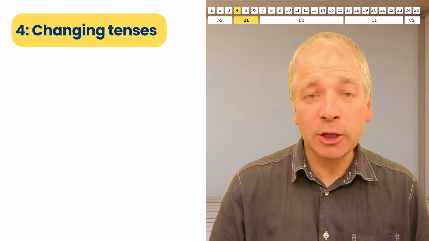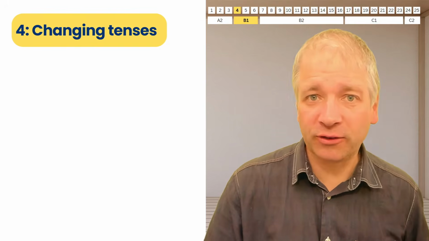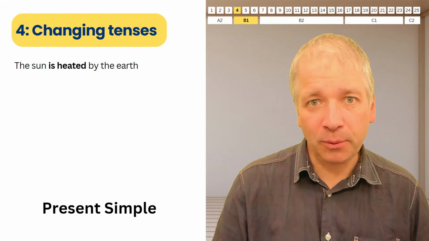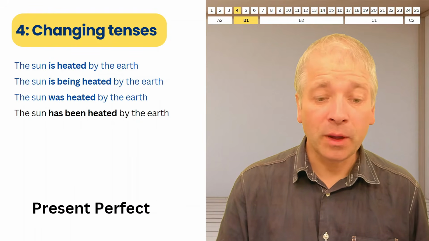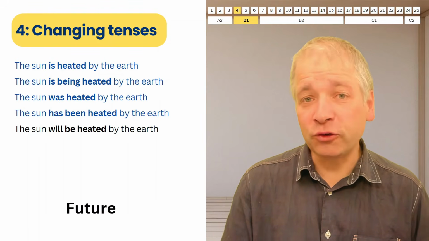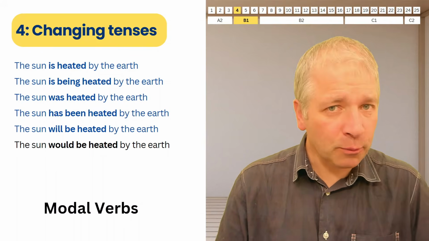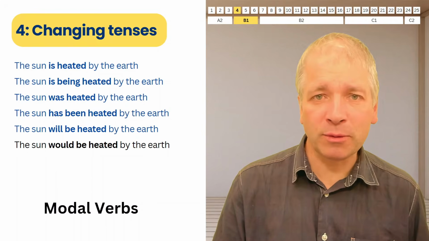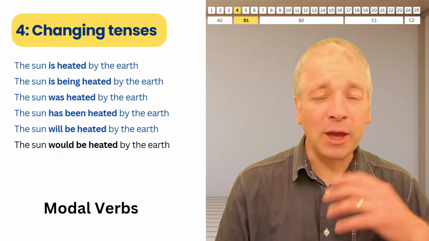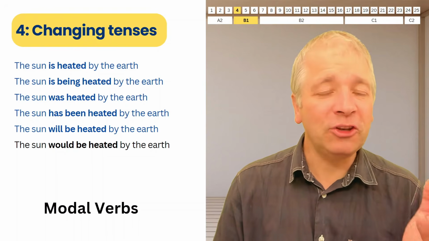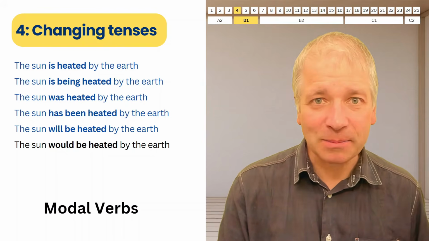The passive can be used in any tense. Here's how you do it for some of the tenses. Here's the present simple, present continuous, past simple, present perfect, future with will, and with modal verbs. Notice with will and would, which are modal verbs, to be stays in the infinitive form afterwards. For the other tenses, the verb to be changes according to the normal rules for that tense.